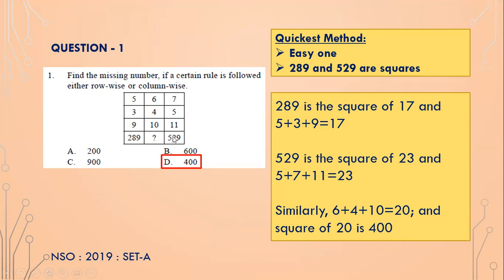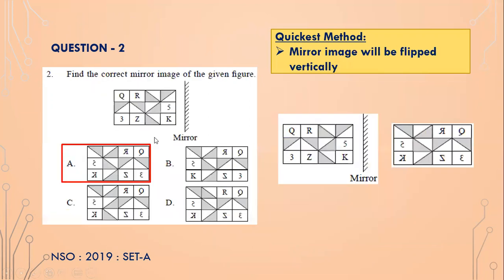Similarly, 529 is the square of 23. And 7 plus 5 is 12, and 12 plus 11 is 23. So again, 6 plus 4 is 10, and 10 plus 10 is 20. And 20 squared is 400. So the answer is D, 400.